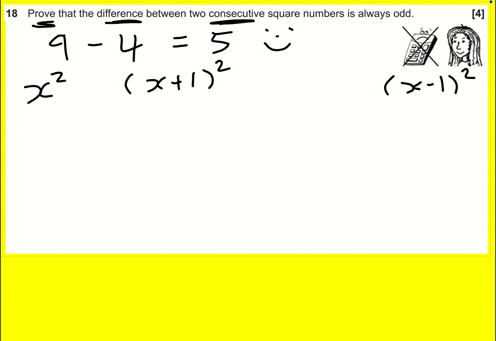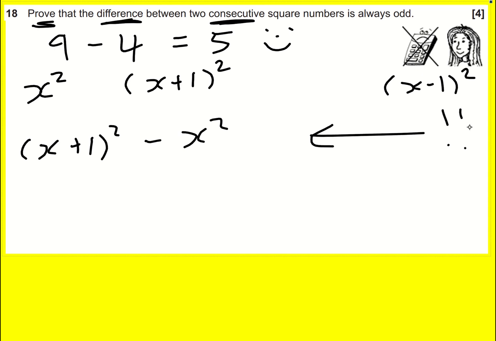So if I want to find a difference, the difference is always positive, and what I'm going to do is find the larger one, so x plus 1 squared, minus the smaller one. And this is the crucial bit in your proof, basically, constructing this algebraic line and then following it through to try and get an odd number. So I might write as a little statement, difference equals, and then I'm going to expand this out.